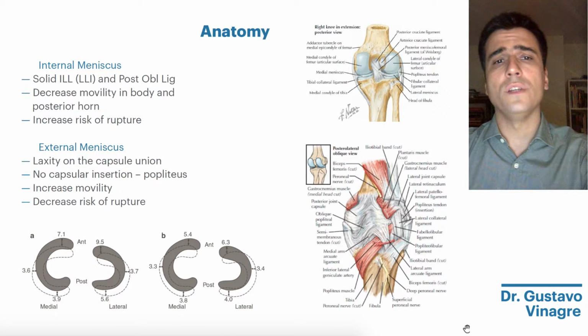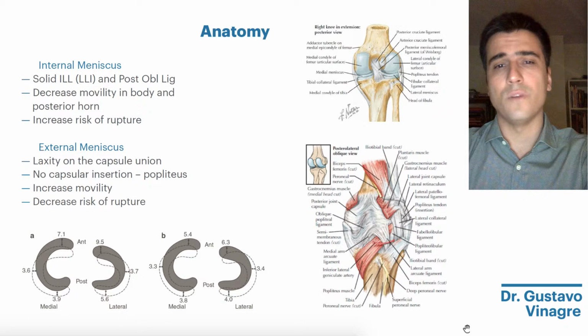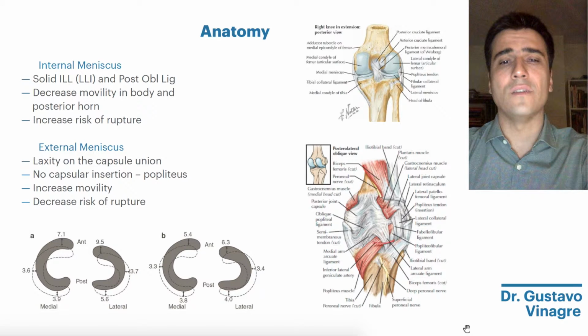The internal meniscus has an attachment to the internal lateral ligament and the posterior oblique ligament. There is a decreased mobility in the body and posterior horn, and due to that, there is an increased risk of rupture. And the external meniscus is more lax. It has no capsular insertion on the popliteus. There is an increase in the mobility, and there is a decrease of risk of rupture.